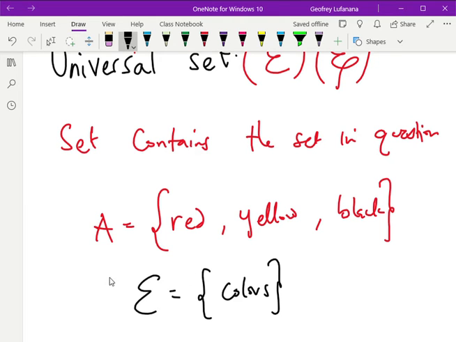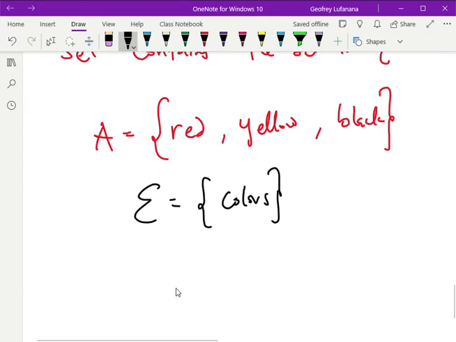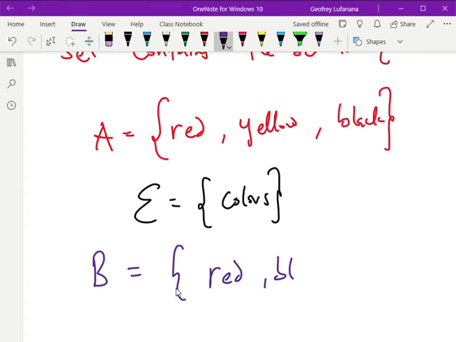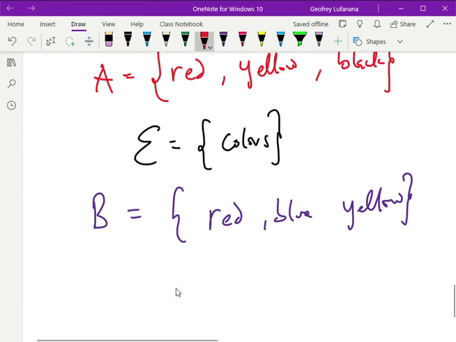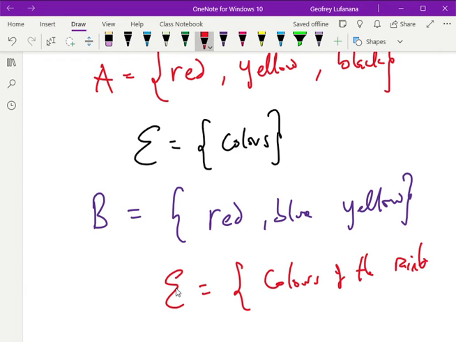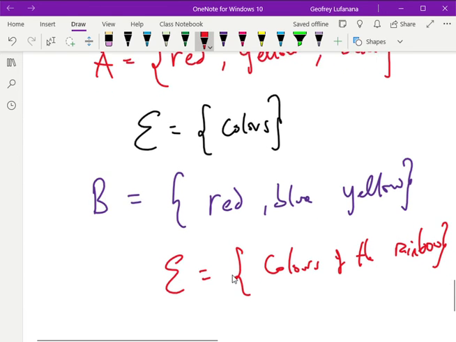On the other hand, still in a similar example, if I had another set B, which was just red, blue, yellow, and I'm asked to think of a universal set it would belong to, in this case, the universal set could be colors of the rainbow. So universal sets depend on the scenario or context.